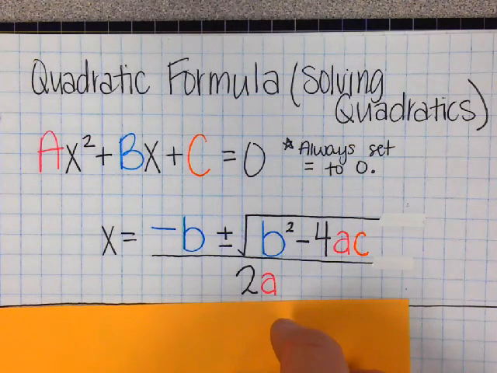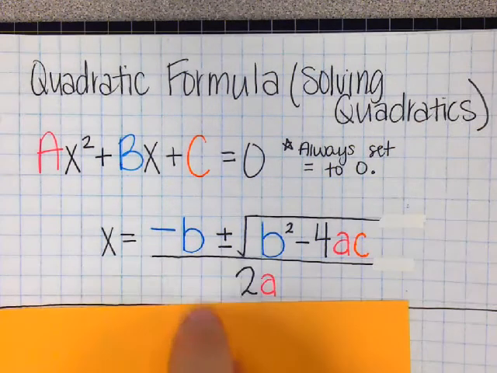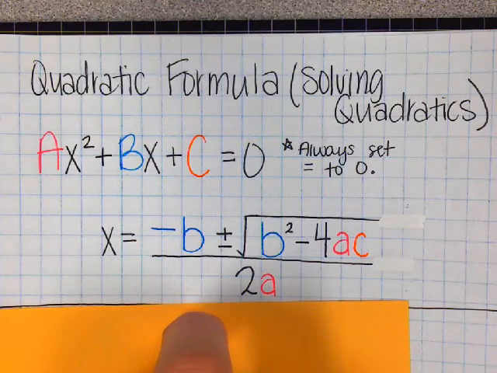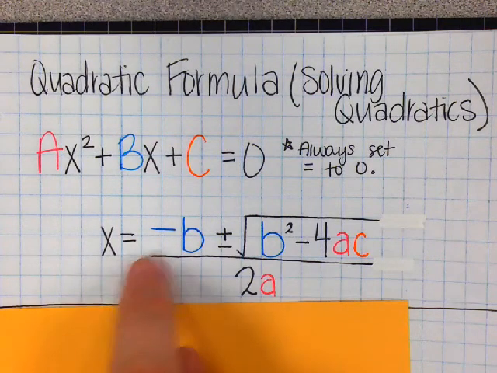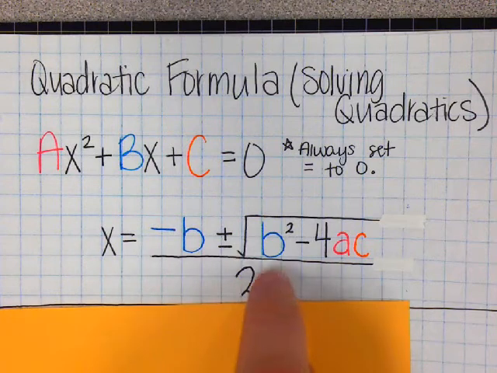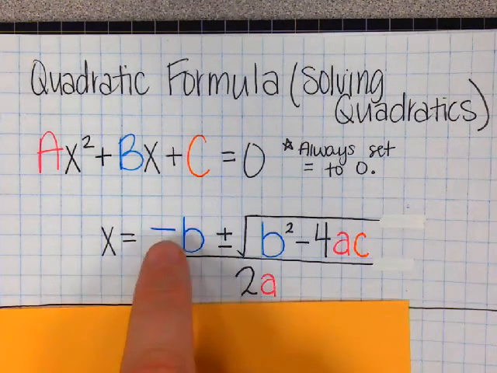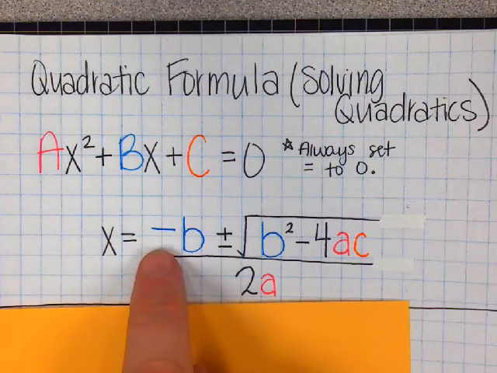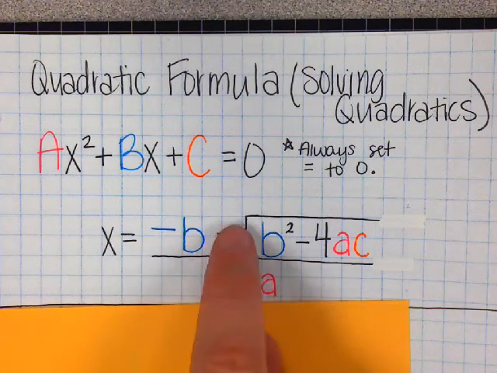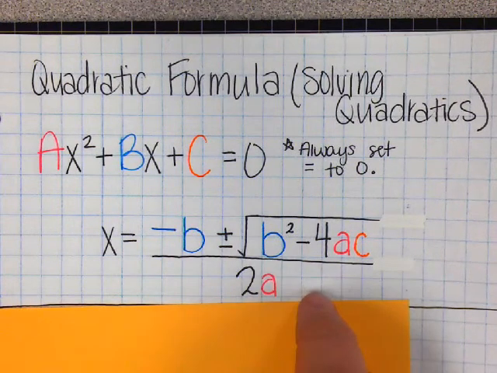I don't remember if the reference sheets have it on there, but it's just something that you're going to have to remember. So I always sing a song, and yes, it's weird. I always say x equals opposite b plus or minus the square root of b squared minus 4ac divided by 2a. Yay. So I'm going to do it again: opposite b plus or minus the square root of b squared minus 4ac divided by 2a.